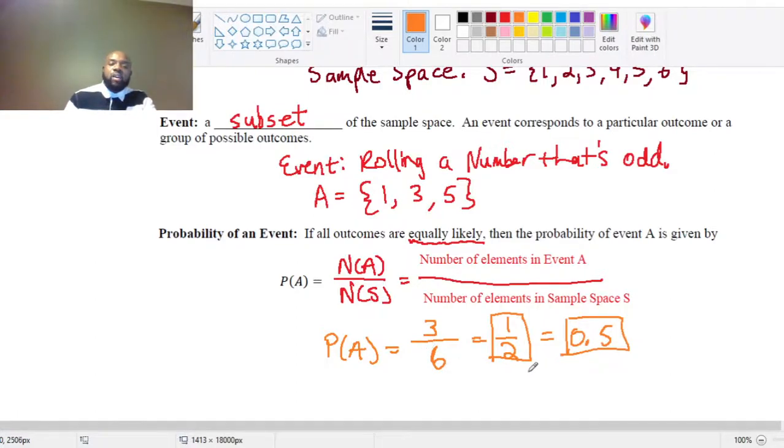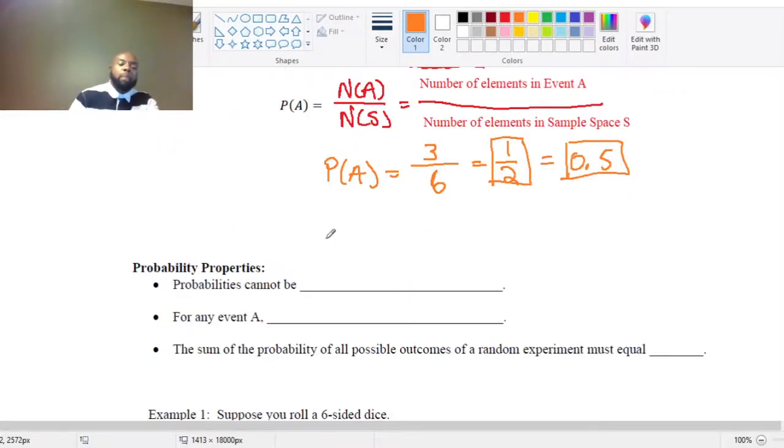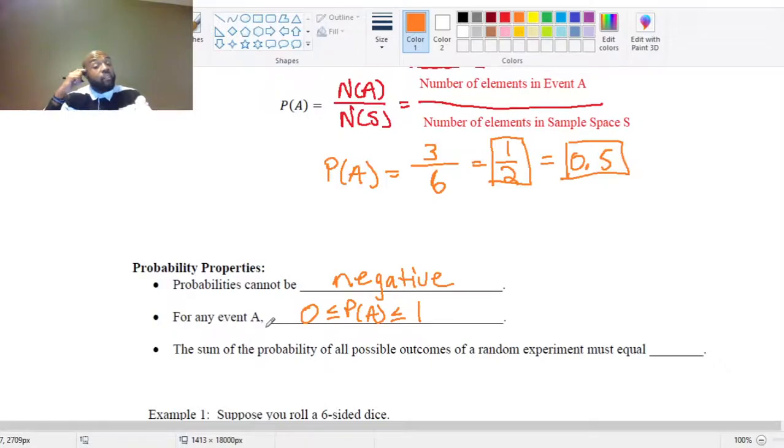There are some things that are always going to be true about probabilities. There will always be numbers that look like this. More specifically, probabilities cannot be negative. They're always going to be greater than or equal to zero. For any event A, the probability of event A has to range in value from 0 to 1. And then the sum of the probabilities of all possible outcomes of a random experiment has to equal 1. And so these are some rules or properties of probabilities.